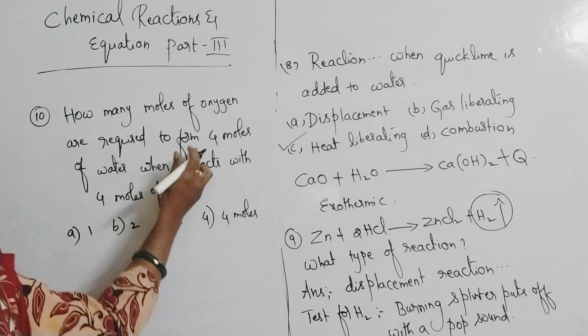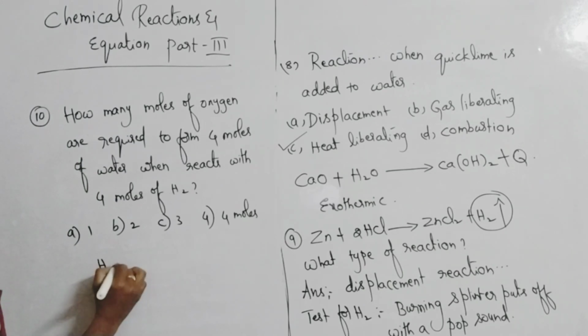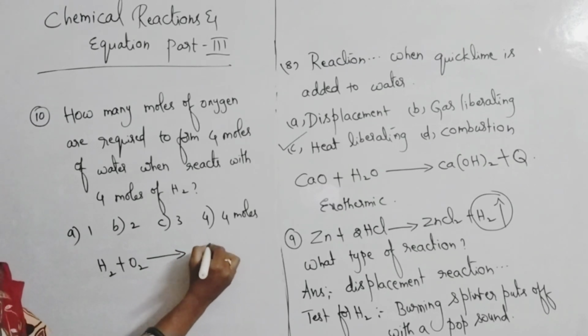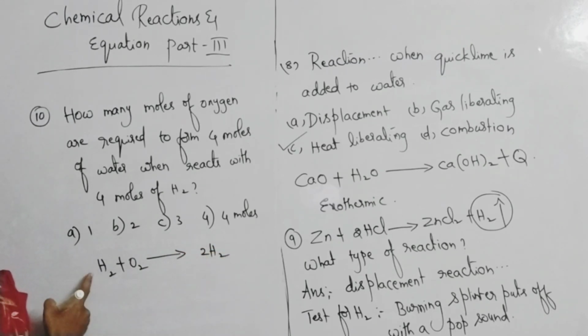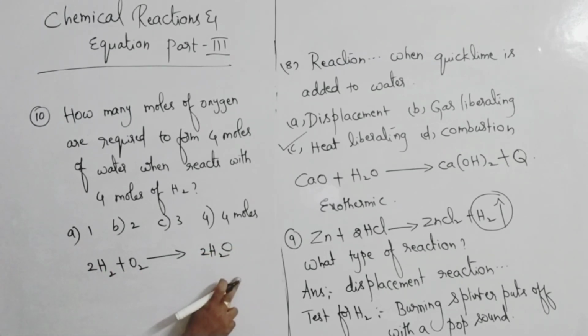Okay, so you write the balanced equation. How many moles of oxygen are required? So what are reacting here? Hydrogen and oxygen are reacting to give water. So what is the balanced equation for this? 2H2 plus O2 gives rise to 2H2O. This is your balanced equation.